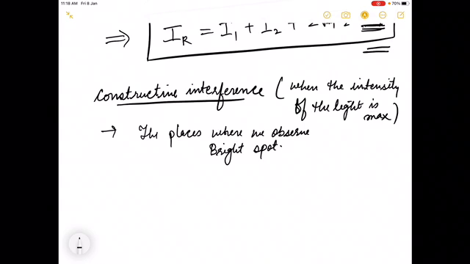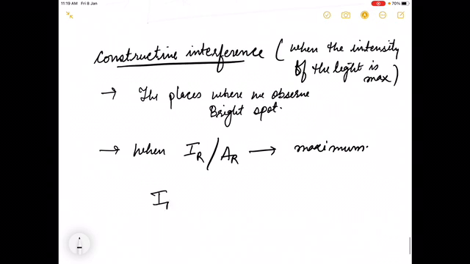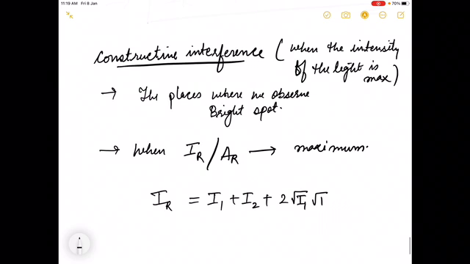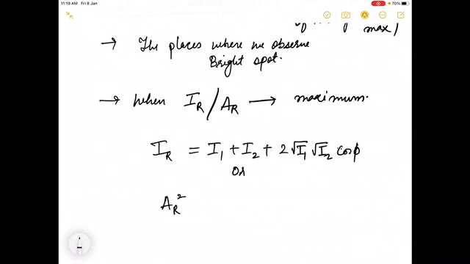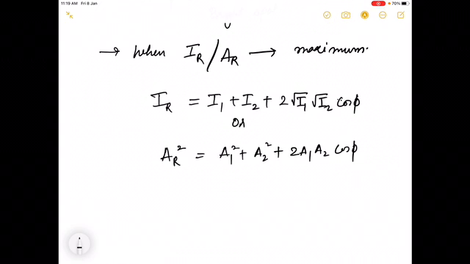So this will only happen when your IR, the resultant intensity, or your AR, the amplitude, is maximum. When it is maximum, then only it can happen. We know that IR is written as I1 plus I2 plus 2 root I1 root I2 cos of phi, and AR square is written as A1 square plus A2 square plus 2 A1 A2 cos of phi. So if you want your IR and AR maximum, then all you have to do is maximize your cos phi.